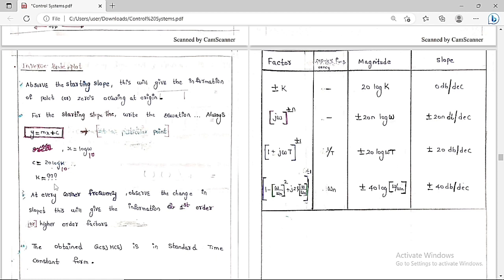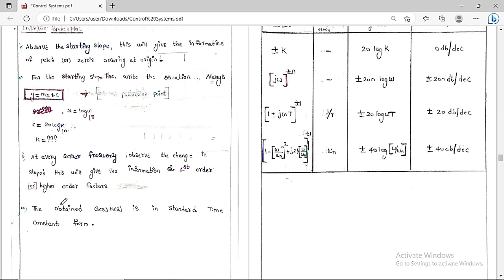Now the next point is, at every corner frequency, observe the change in the slopes. This will give the information of the first order or the higher order factors. As I have already told you, at each and every corner frequency, try to find how much slope we are adding to the previous graph slope to get the next slope. From that we can say whether they are first order factors or higher order factors, and we can easily obtain G(s)H(s) in the standard time constant format.